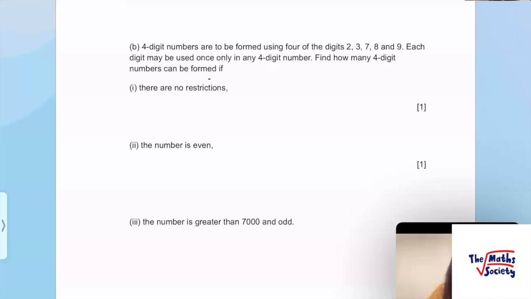Okay, so now moving on to part B, which says that 4-digit numbers can be formed using 4 of the digits 2, 6, 7, 2, 3, 7, 8, and 9. Each digit can be used only once in any 4-digit number. So for 4-digit numbers, you have a total of 5, so it's just going to be 5P4, and that's equal to 120.